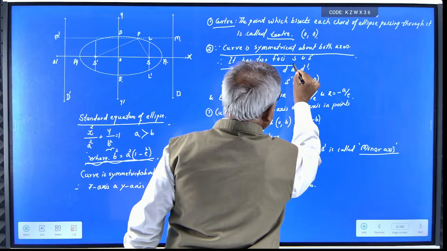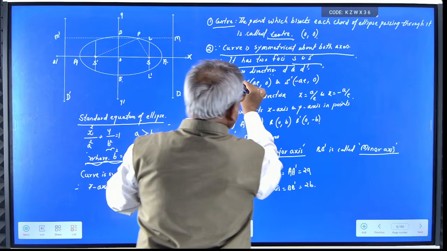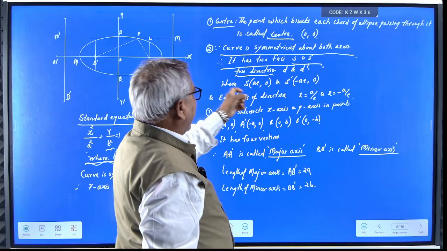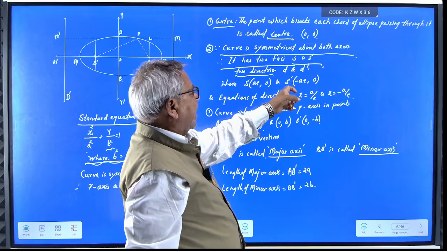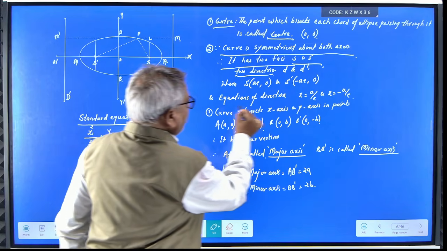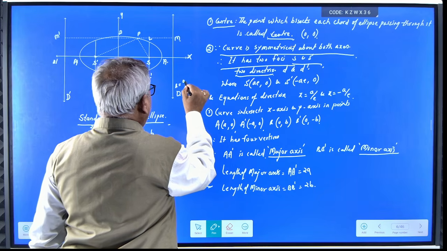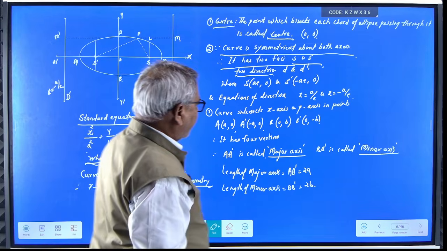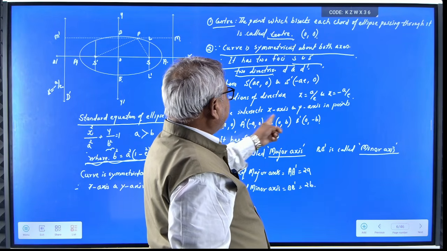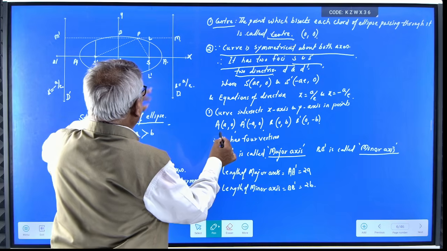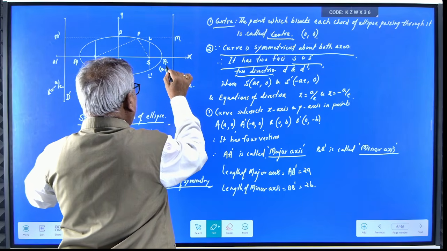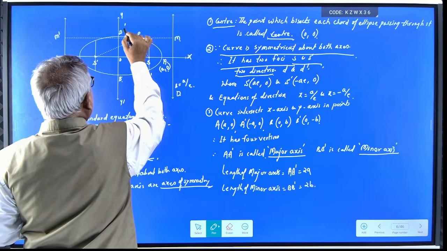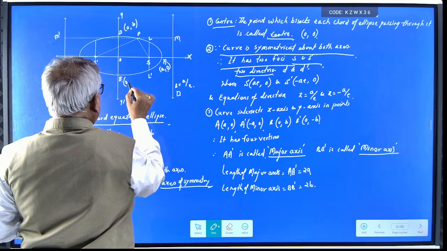It has two foci, S and S dash, and two directrices, D and D dash. The coordinates of S are (ae, 0) and S dash (minus ae, 0), and the equations of the directrices are x equal to a upon e and x equal to minus a upon e, a standard one. The curve intersects the x-axis and y-axis at points A (a, 0) and A dash (minus a, 0), B (0, b) and B dash (0, minus b).